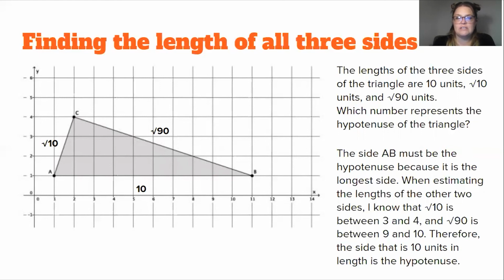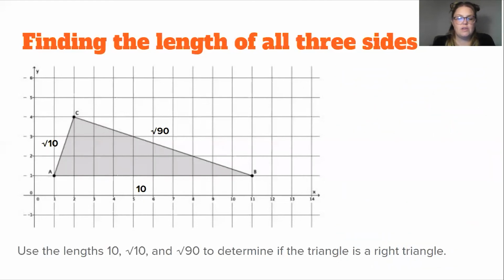We know that if it is, these values will add up to be equal on both sides of our equation. So using these lengths, 10, the square root of 10, and the square root of 90, to determine if the triangle is a right angle, pause the video and write what you think the equation would look like. We're going to begin by filling in our data for a squared plus b squared equals c squared. We'll start here with the square root of 10 with an exponent of 2. Then we're going to have the square root of 90 squared, and then we have equals 10 squared.